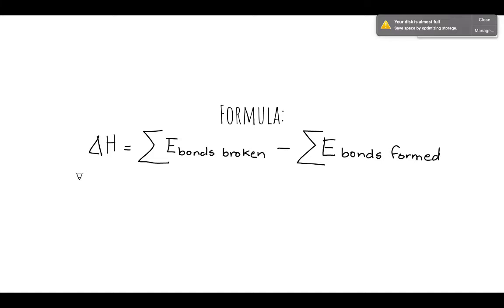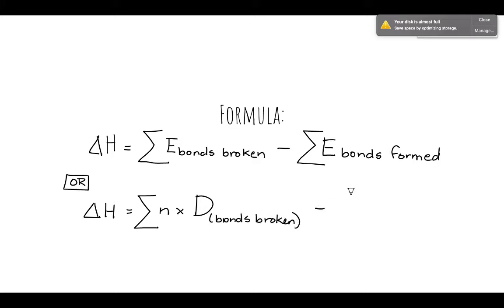Now, another way to express the same formula is, again, we're trying to find delta H, and we're going to take a look at the sum of n, which is the number of moles, of D, which is the bond energy of bonds broken, minus the sum of the moles times the bond energy of the bonds formed. So these are the exact same formula, just expressed in two different ways.